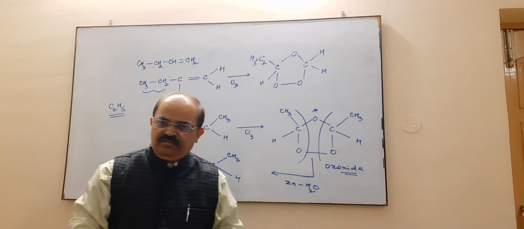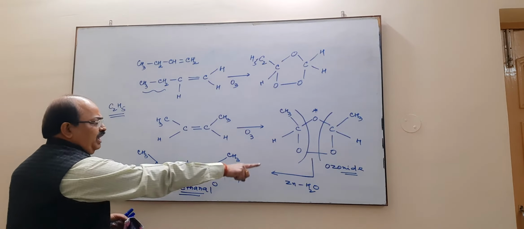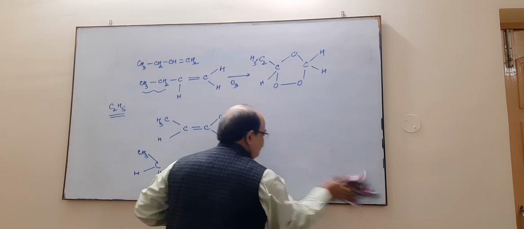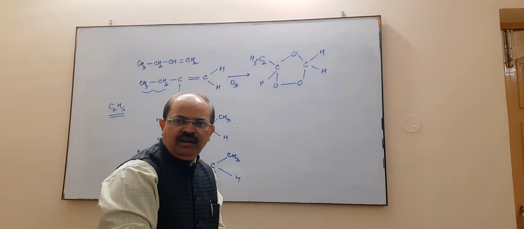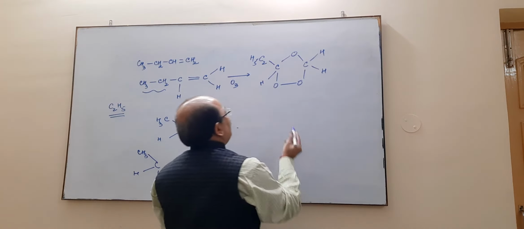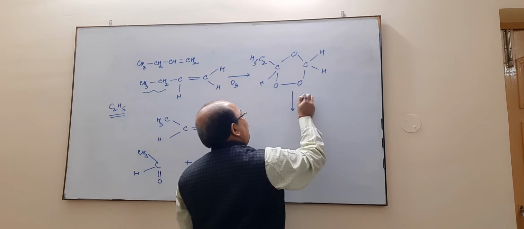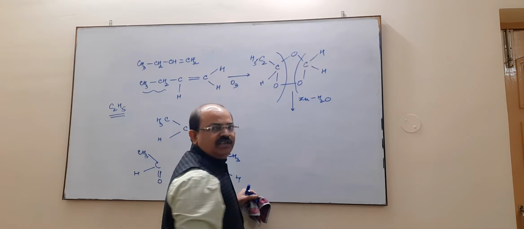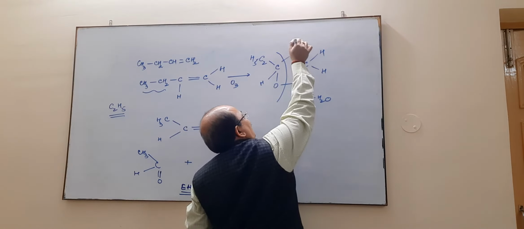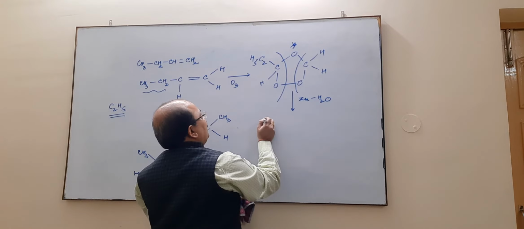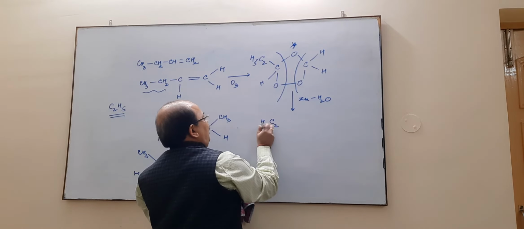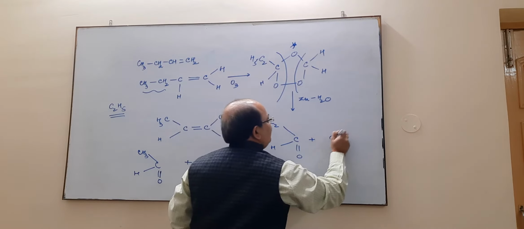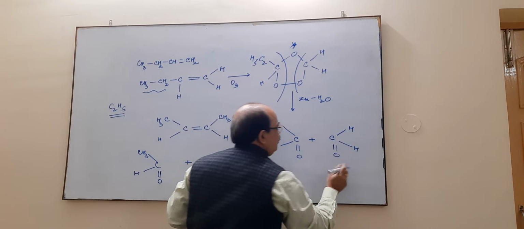Now in but-2-ene the products are 2 moles of ethanal. Now what happens if we consider but-1-ene? Reduction is carried out by zinc and water. So this is product number 1, this is product number 2. Removal of oxygen is your reduction. So we can write C2H5, then carbon H double bond O, plus CH, H and O.